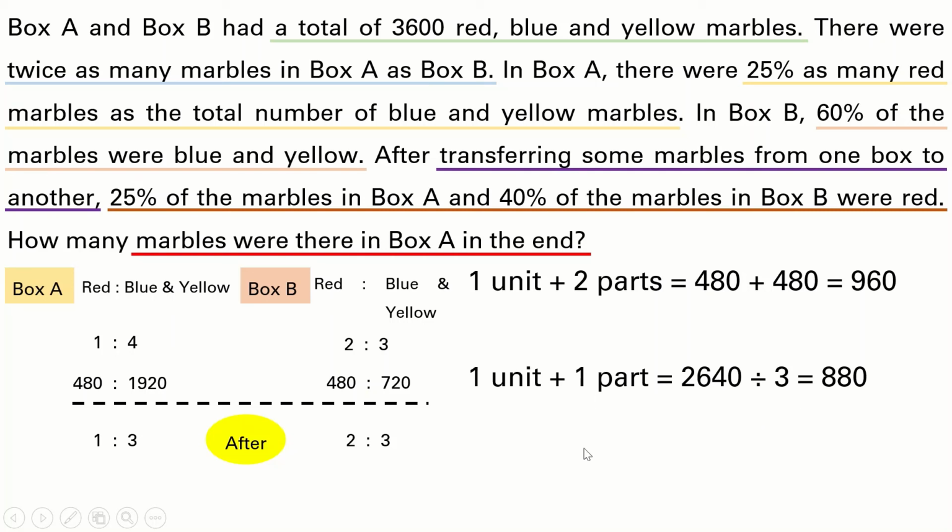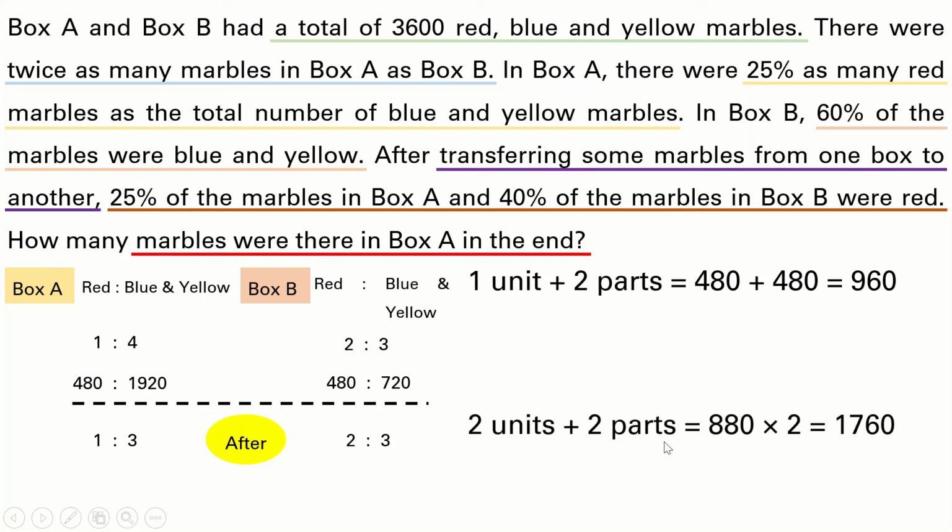Next, because we want to find the number of marbles in Box A in the end, we need to take away the parts. So to take away the parts, we multiply the second equation by 2. We get 2 units plus 2 parts equals 880 multiplied by 2. We get 1,760. Next, we take the second equation and subtract the first equation. So 2 units minus 1 unit, you get 1 unit. 2 parts minus 2 parts, the parts will be gone, and we take 1,760 minus 960, we get 800.